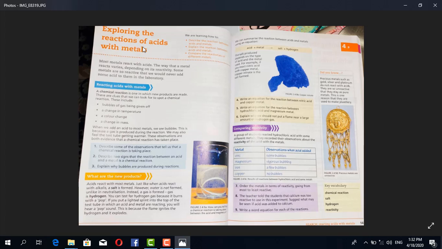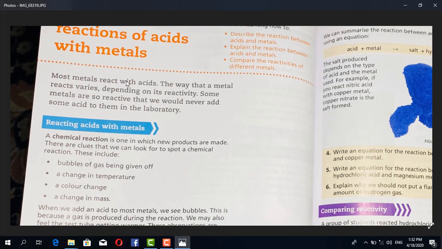Exploring the reactions of acids with metals. Most metals react with acids. The way that a metal reacts varies and depends on its reactivity. Some metals are so reactive that you would never add some acids to them in the lab. A chemical reaction is one in which new products are made.